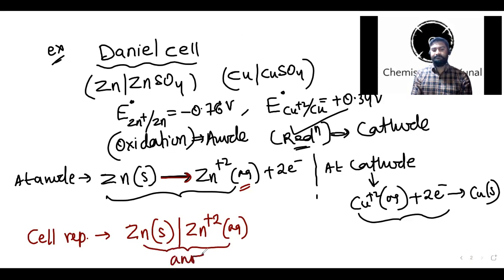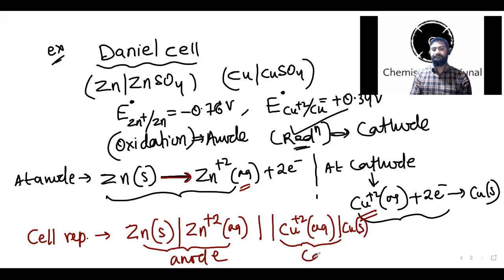This is the anode. Then we'll draw the double vertical line, I mean a parallel line like this, right? And then what do you see here? You see copper 2 plus first, which is the aqueous ion, and then I represent copper solid. This is the cathode. So that's how the particular cell can be represented. And then here you can also write the voltage, whatever it comes out to be. We know it comes out to be 0.34 minus minus 0.76, which is 1.1 volts. So you can also write 1.1 volt.